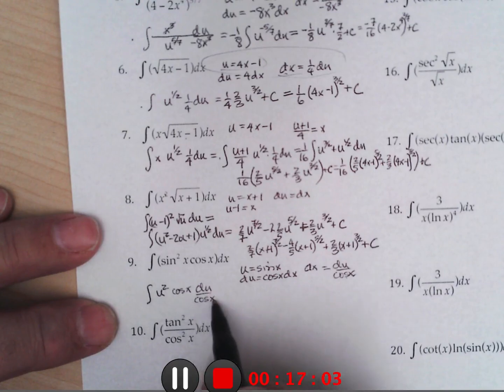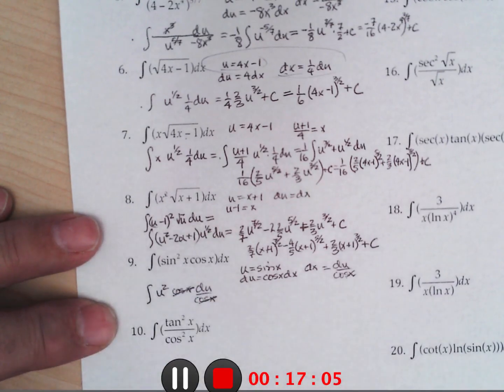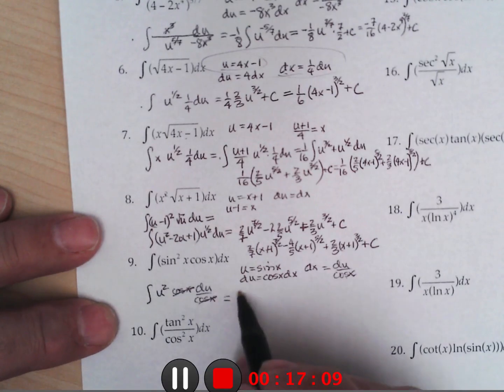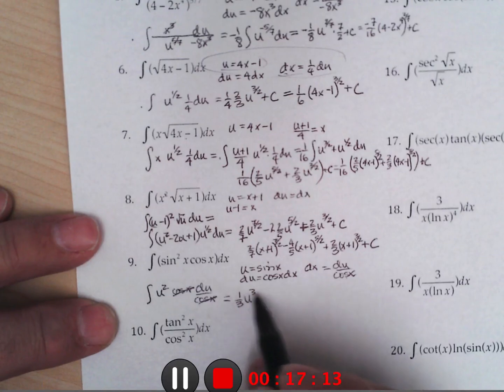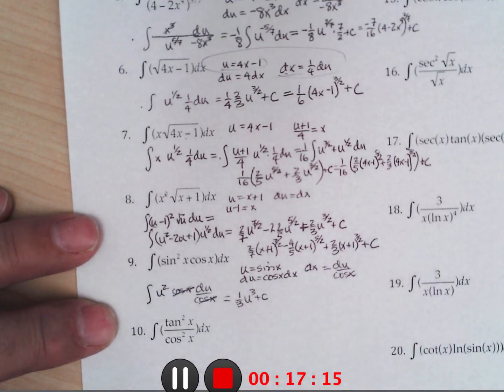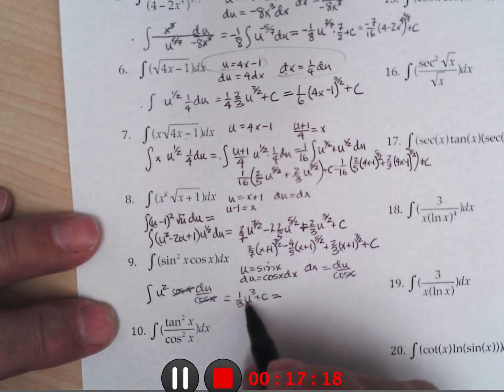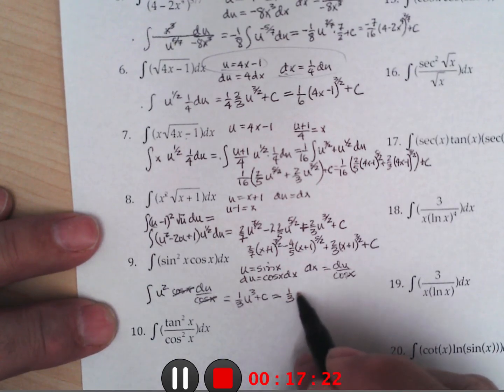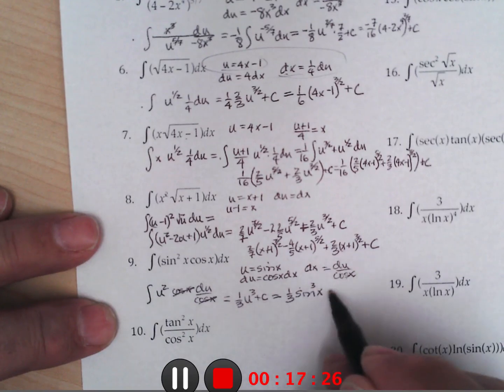Cosine x is canceled, and the integral of u squared is just 1/3 u to the 3rd plus c. And we go back to what u was, which is sine x, so it's 1/3 sine cubed x plus c.